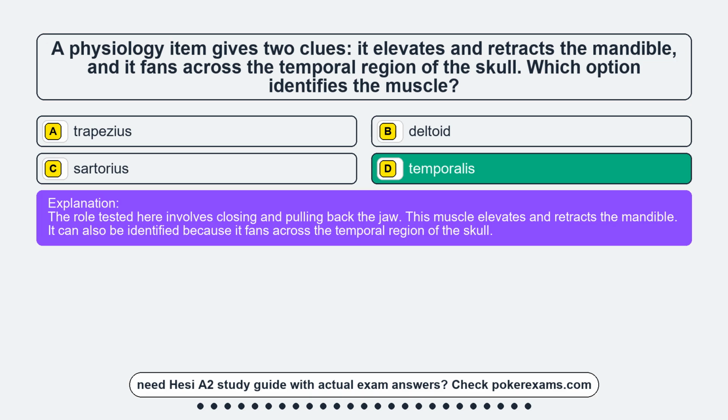The role tested here involves closing and pulling back the jaw. This muscle elevates and retracts the mandible. It can also be identified because it fans across the temporal region of the skull.